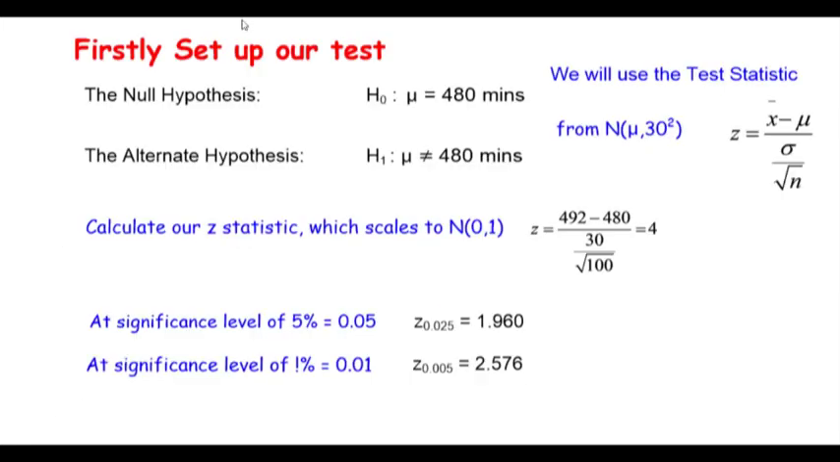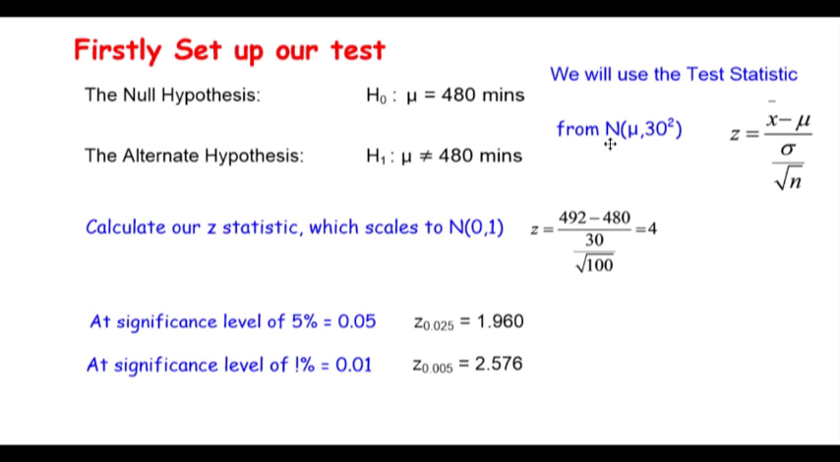So what do we do? Well, first up, we set up the test. The null hypothesis is that, in fact, the population mean is 480 minutes. That is, on average, they studied for 8 hours. 6 8s are 48. And the alternative hypothesis in this case is a two-tailed one, and you can see here not equal to 480.